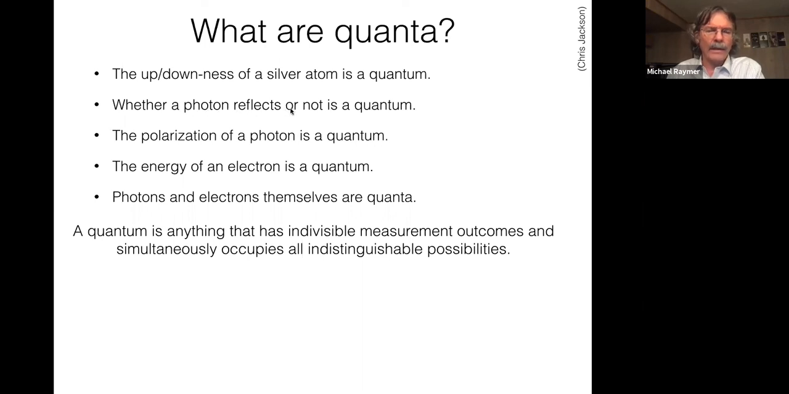Whether a photon reflects on a beam splitter or not is a quantum, because it can come out in one of two states, the reflected state or the transmitted state. So it goes into a superposition of the two states. So it's a qubit. So the state of this photon is a quantum. This says up-downness of a silver atom. That refers to spin, whether it's clockwise or counterclockwise spin of an electron in an atom.